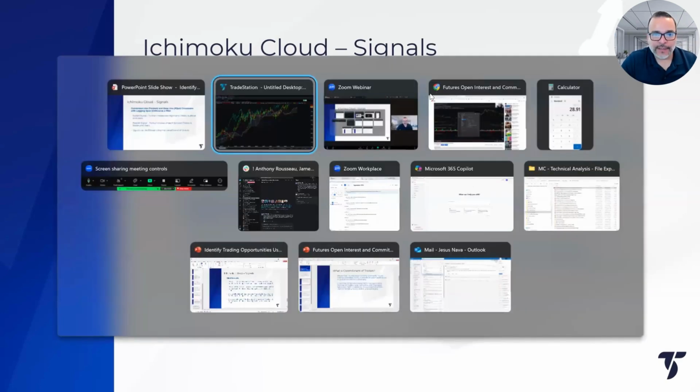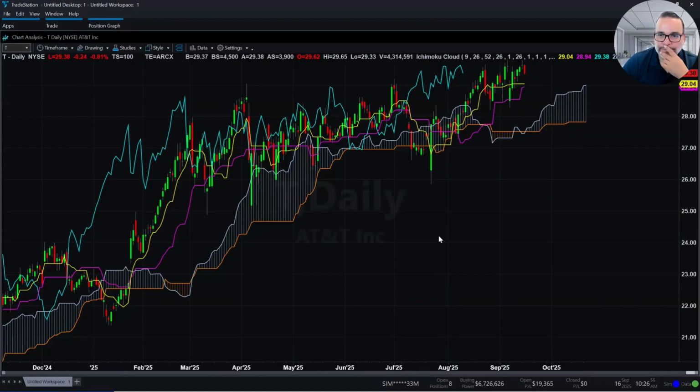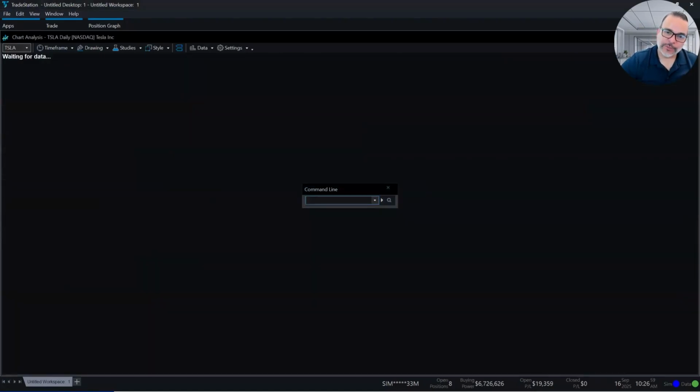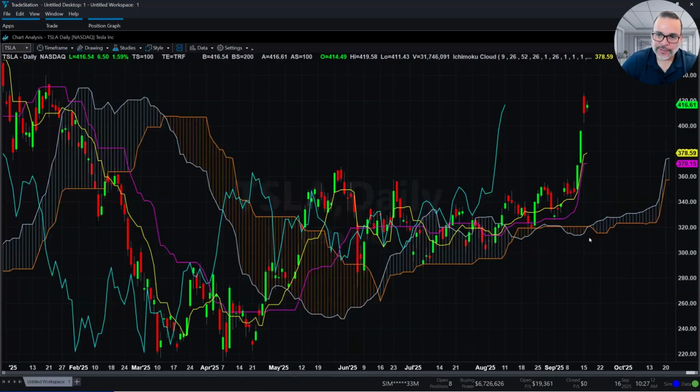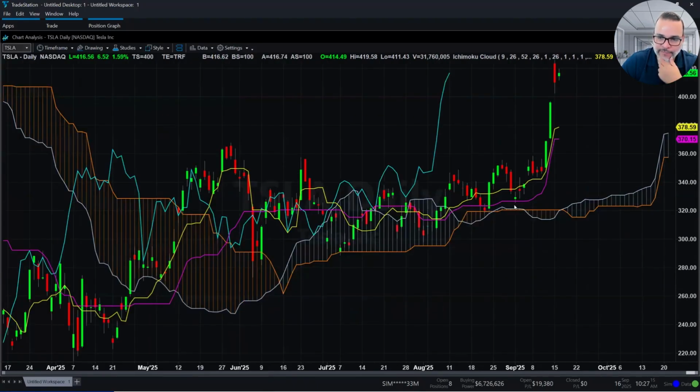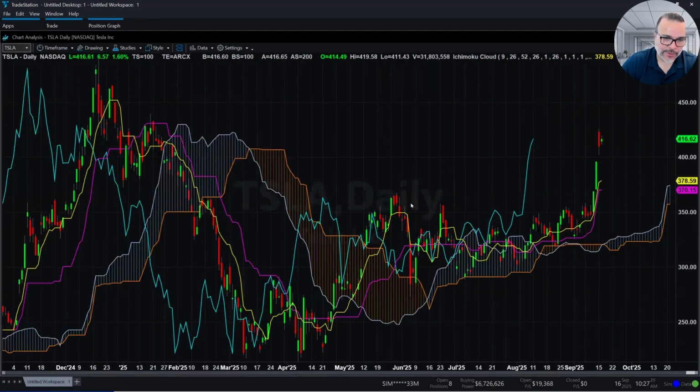Going back here to my Ichimoku Cloud, let me see if I can find something that gives me a little bit more clarity in terms of bouncing back and forth. Yeah, this is Tesla, which is a symbol that I originally wanted to look at. You can see that towards the beginning of this chart, we see a lot of bouncing back and forth inside of that cloud. But let's take a look at something historical then.